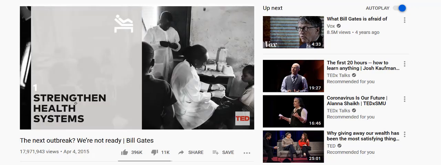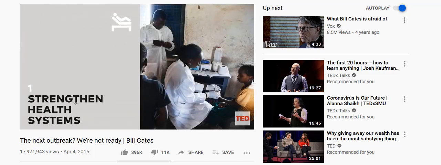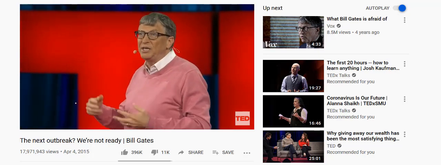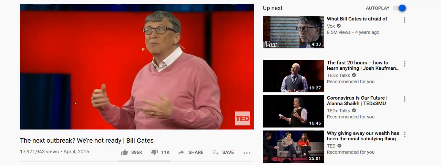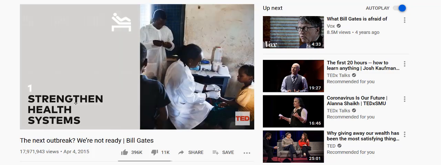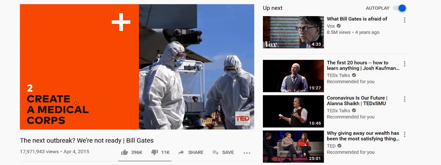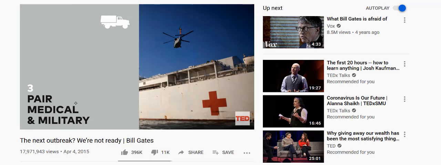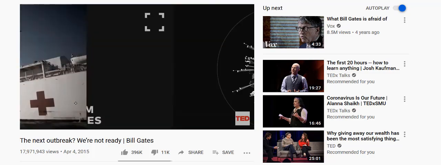What are the key pieces? First is we need strong health systems in poor countries. That's where mothers can give birth safely, kids can get all their vaccines, but also where we'll see the outbreak very early on. We need a medical reserve corps. Lots of people who've got the training and background who are ready to go with the expertise. And then we need to pair those medical people with the military, taking advantage of the military's ability to move fast, do logistics, and secure areas.